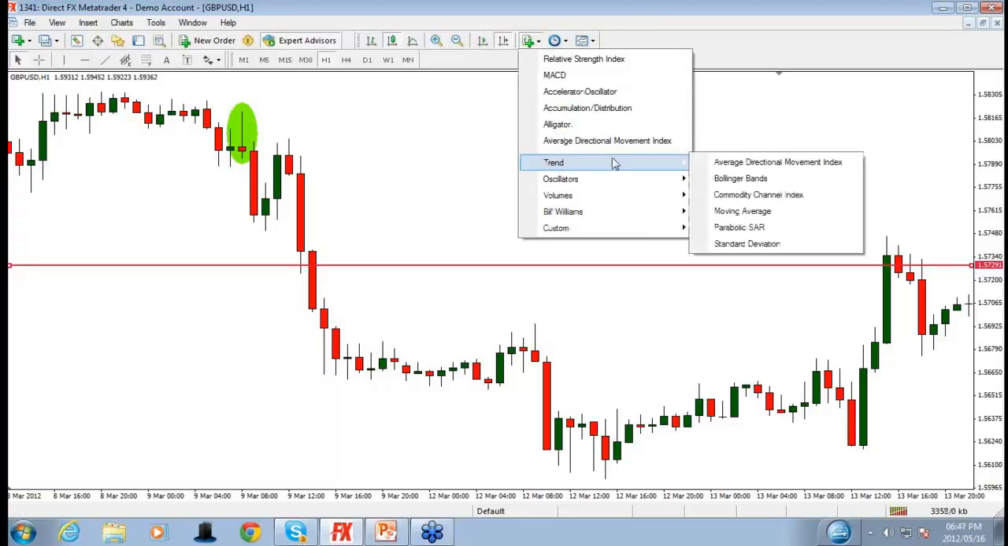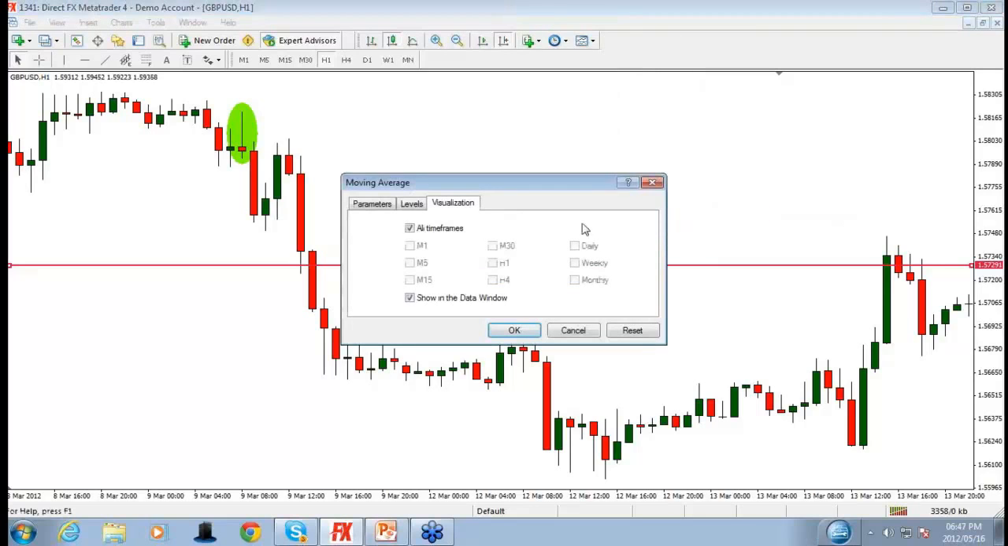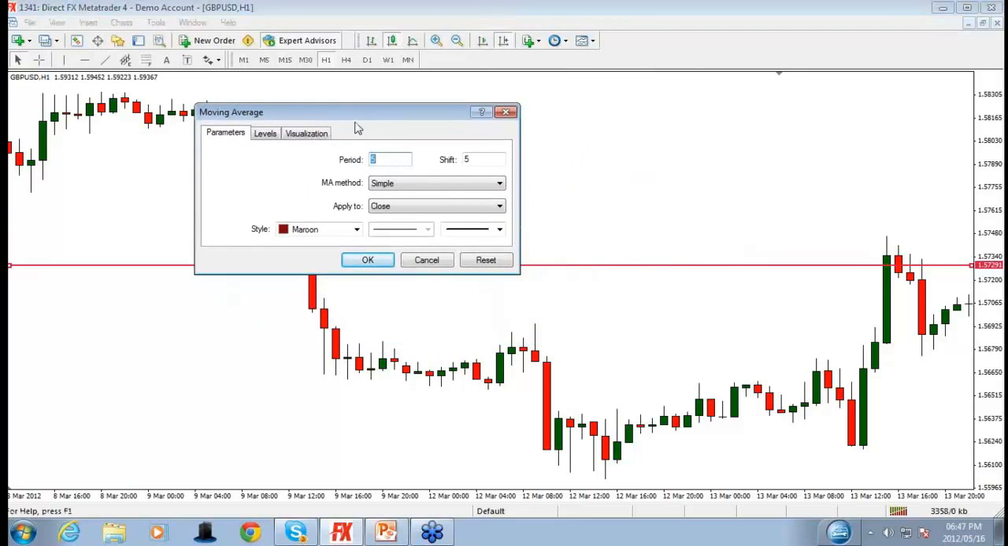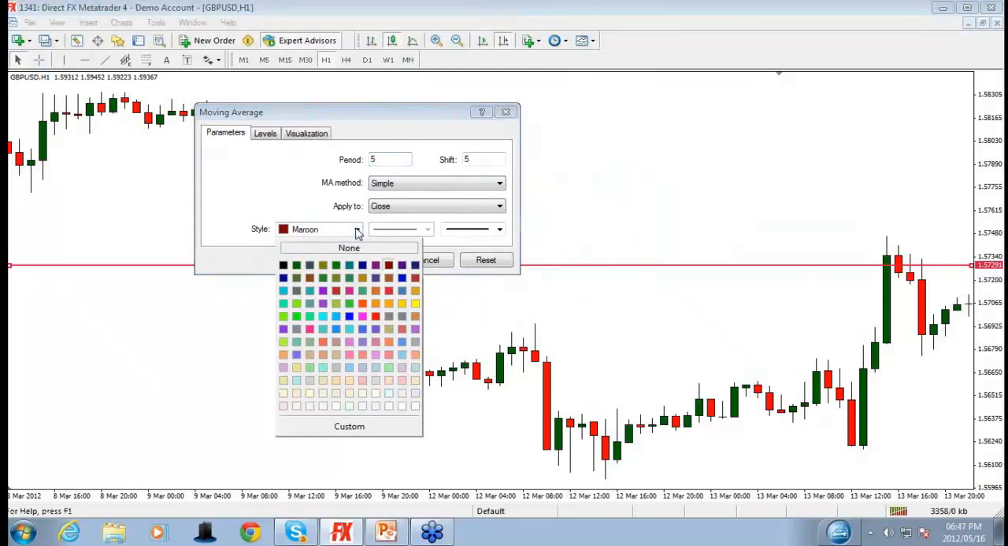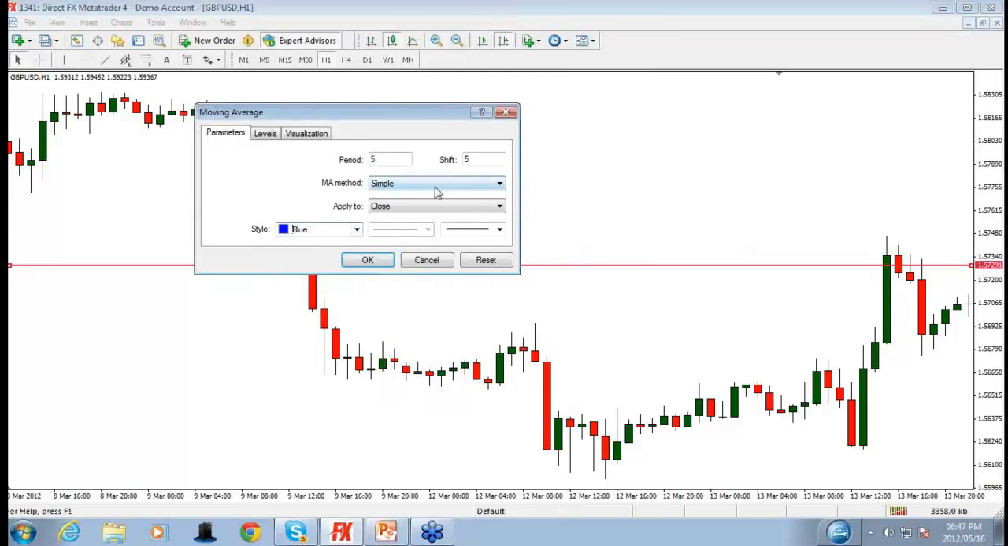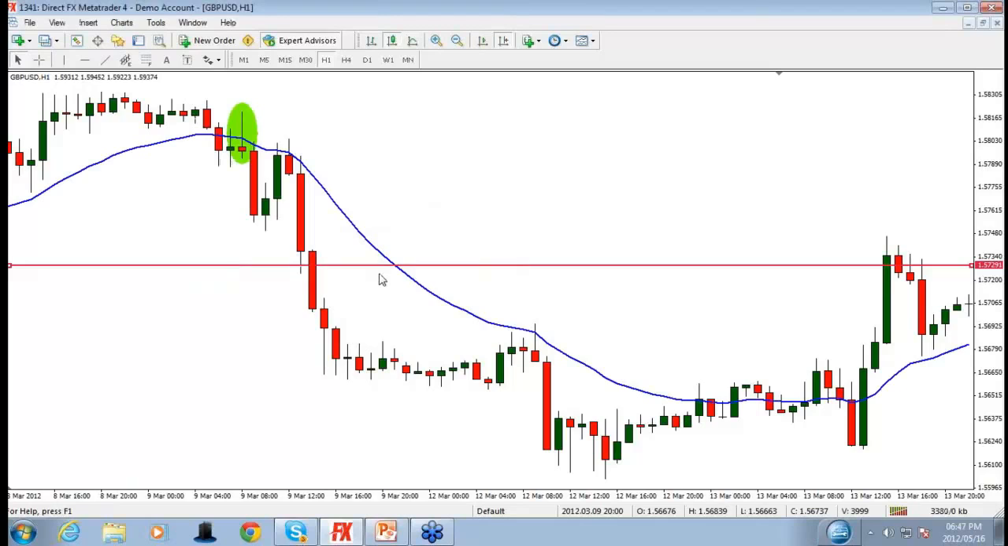So what I do is I will go to moving average, click on it, I go there to the parameters, and I will make it dark blue like that. I will change this to exponential. I will change this to 21 and change that to 0, keep it to close, and I'll say OK. Okay, so now I've got a moving average there. So can you see this blue line moving straight up there?